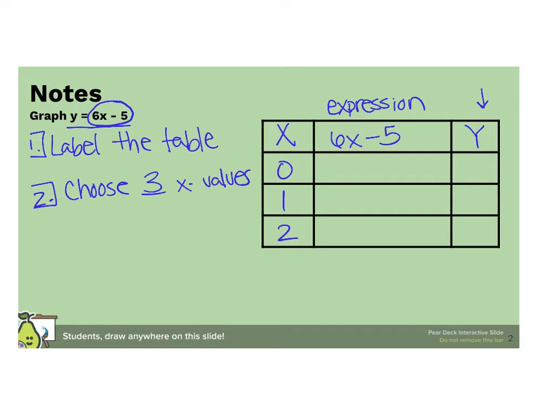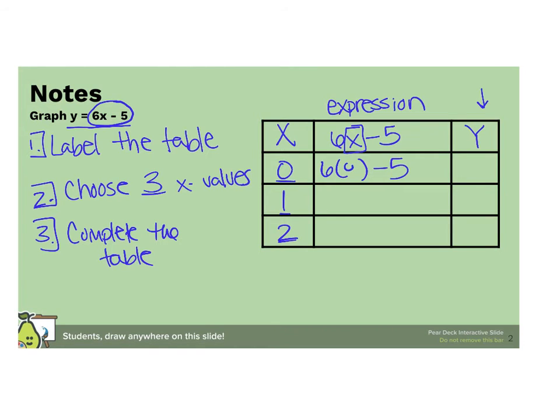Oh, sorry, that's not the last step. Then we're going to just complete the table. So how do I complete the table? So if this is 6x minus 5, we're going to replace our x values, 0, 1, and 2, for this x right here. So I'm going to write 6 parentheses, then minus 5. So in the parentheses, I put the x value that I chose.